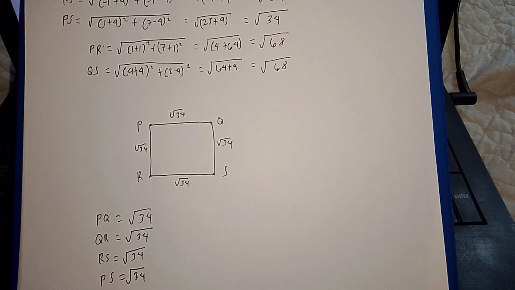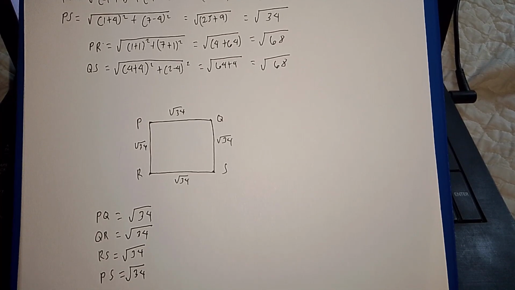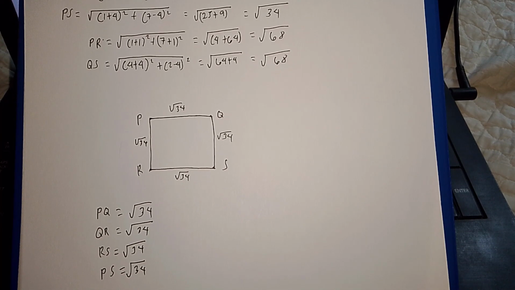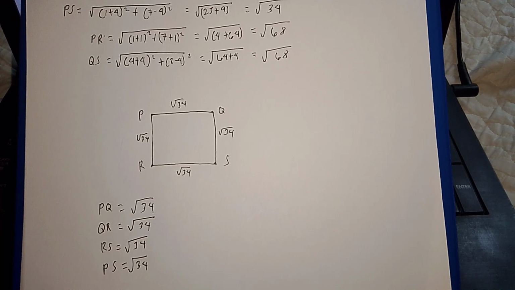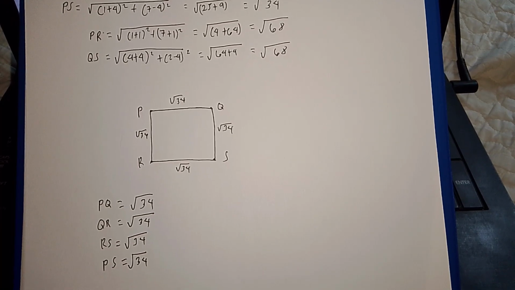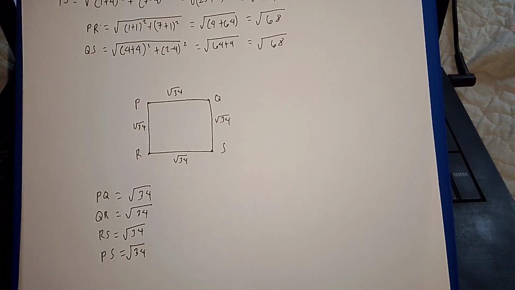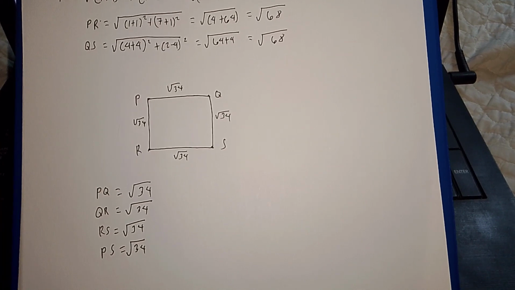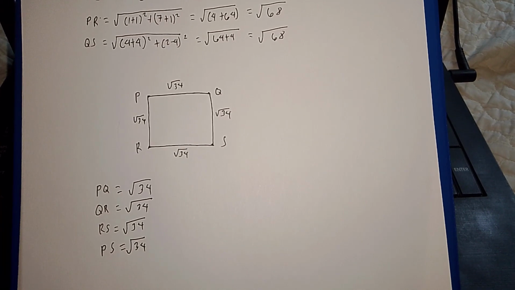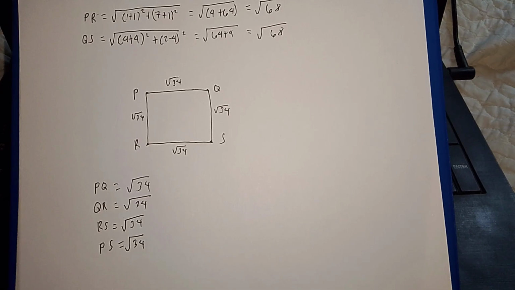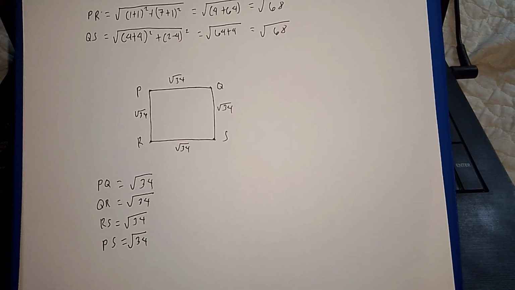As you can see, all the answers of the sides are square root of 34. Drawing the line of each distance, we can say that they are all equal sides, which is the definition of a square. So that is how you solve using the distance formula.